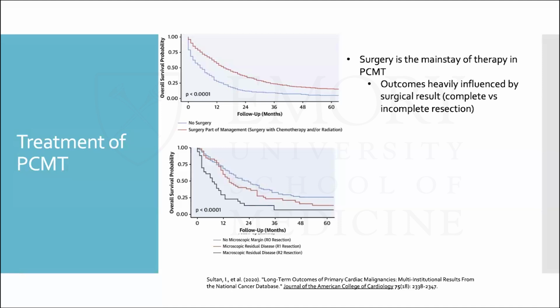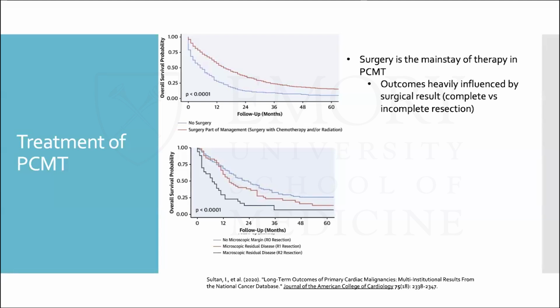So surgery is a mainstay of therapy for primary cardiac malignant tumors, and these outcomes are heavily influenced by the surgical results, so complete versus incomplete resection. There are other case series and retrospective cohort studies that outline this as well. I think there's a case series from Mayo of about 32 patients that showed that individuals with complete resection had a median survival of about 17 months, and those who had an incomplete resection only lived about 5 months.